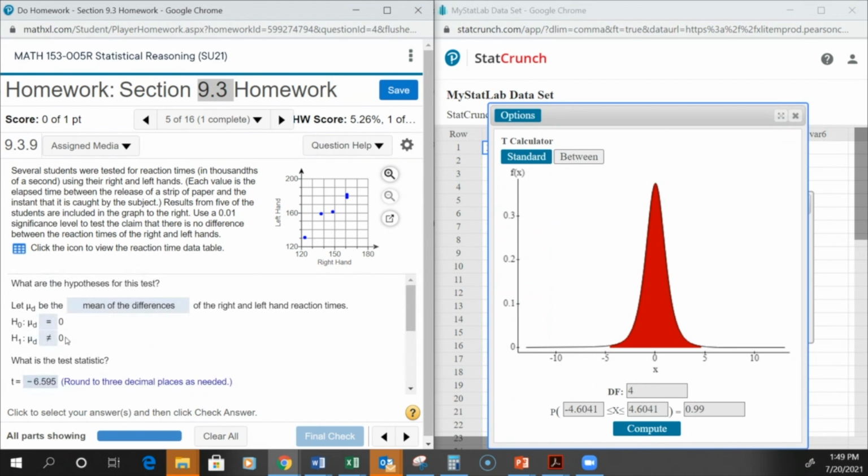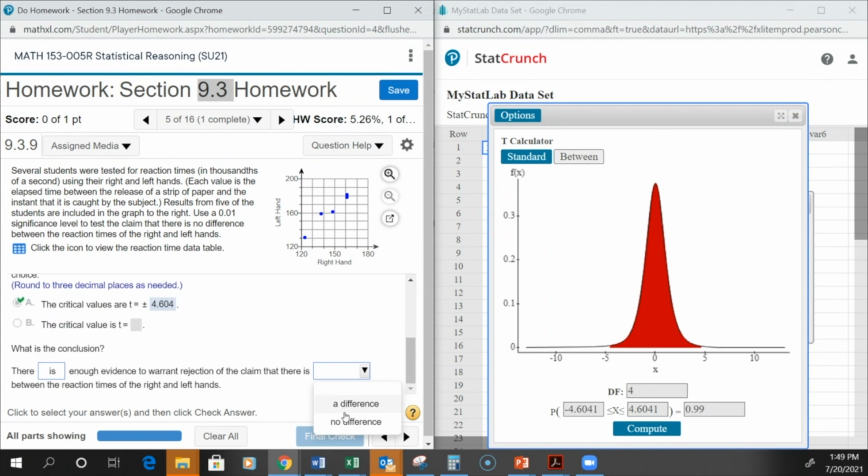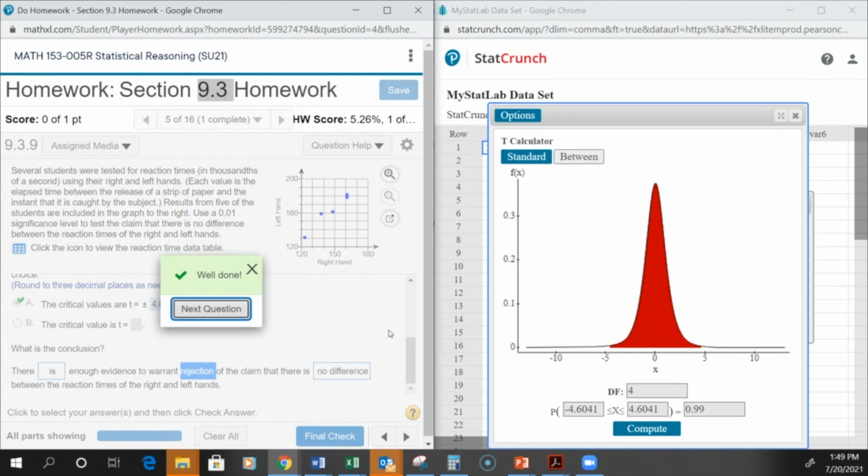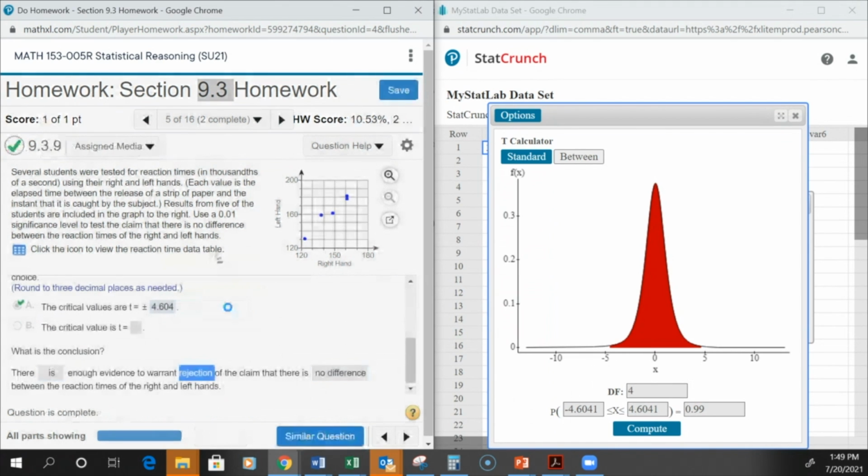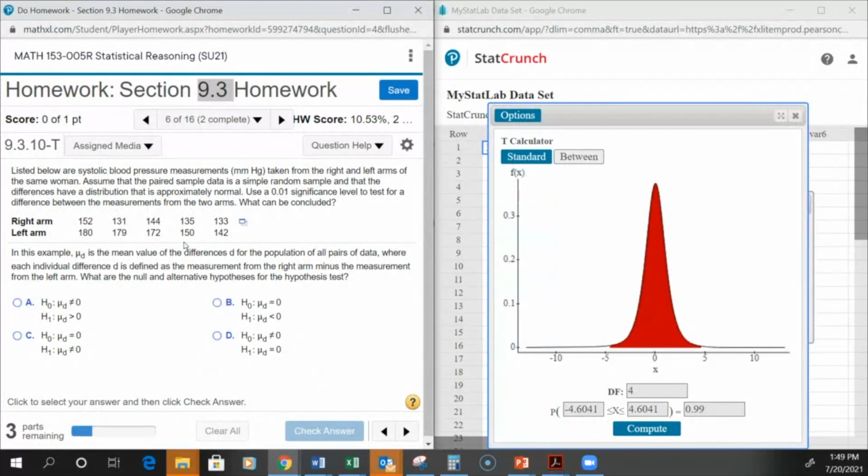Sorry, let me back up. The original claim was there's not a difference. The null hypothesis is there's no difference. We reject the claim that there's no difference. There is a difference, and we have enough evidence. So that's how to talk yourself through those. I think that's the hardest part of the class, is that stuff right there.